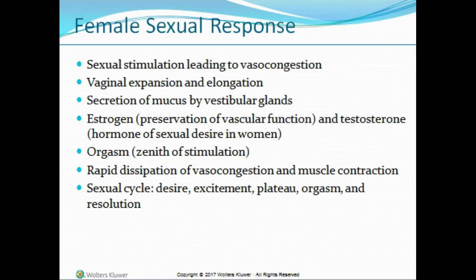This slide goes over female sexual response. It just goes through the different sexual stimulation leading to vasocongestion. The vagina expands and elongates to allow for the penis to be inserted. Secretion of mucus by the vestibular glands. Estrogen and testosterone are both hormones of sexual desire in women. You have the orgasm, the rapid dissipation, and then the sexual cycle can repeat. So the sexual cycle is desire, excitement, plateau, orgasm, and resolution.